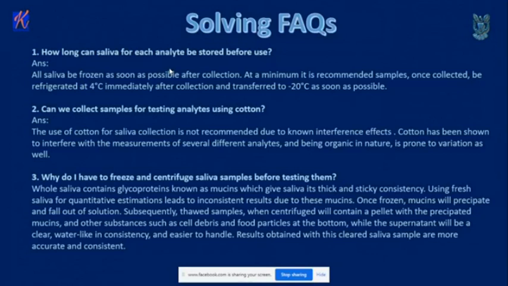So once you freeze, these mucin proteins will precipitate and fall out of the solution. And then you thaw the samples, and that means you again bring it back to room temperature. That is what we mean by thawing. And then we centrifuge. So that will totally precipitate the mucins or other cellular debris and food particles that might have been present in the saliva sample to the bottom. And you can use the clear supernatant for your further analysis, because this will give a more accurate and consistent result.